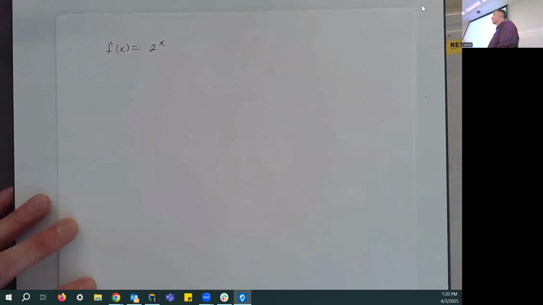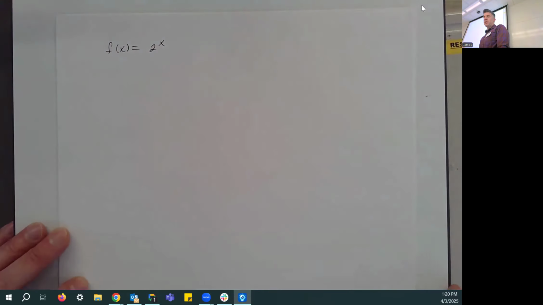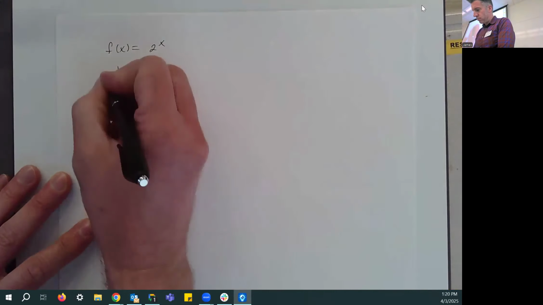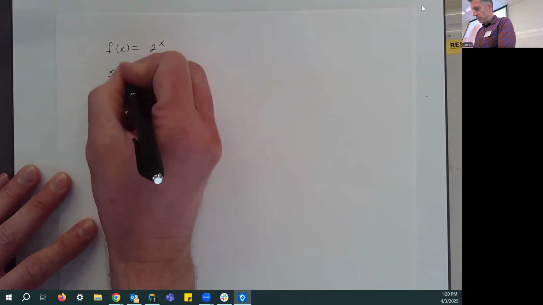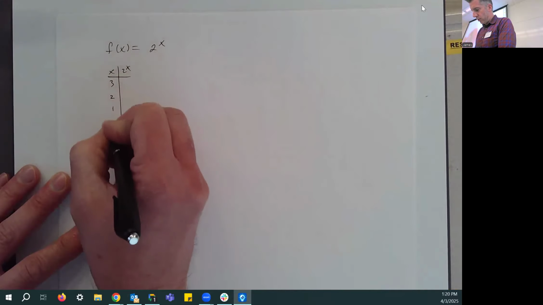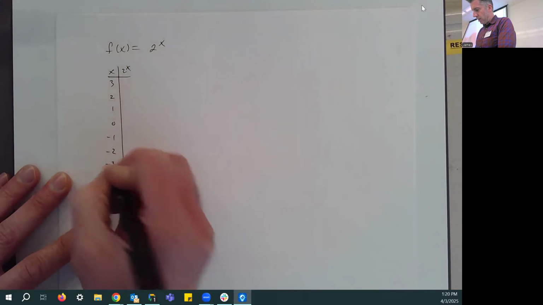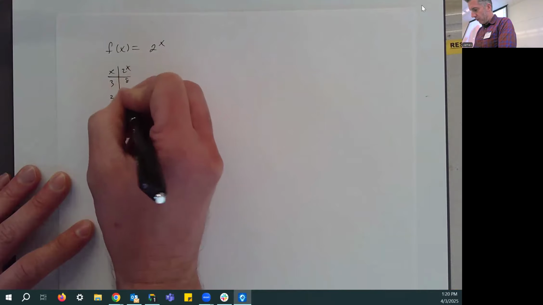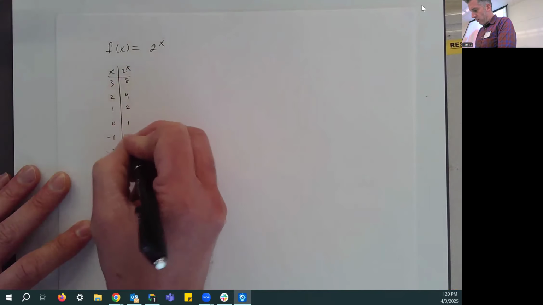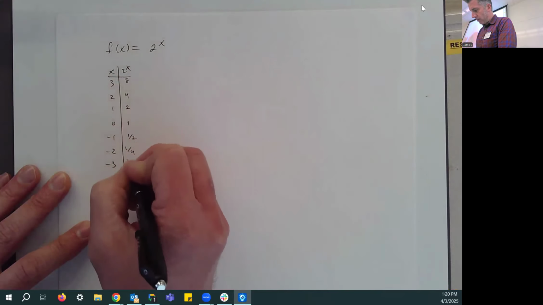A little while ago, we talked about the function f of x equal to 2 to the x. And we listed some inputs and outputs. I'll remind you what they were. We had some inputs that were like 3, 2, 1, 0, -1, -2, -3. And the corresponding outputs were 8, 4, 2, 1, 1/2, 1/4, 1/8.